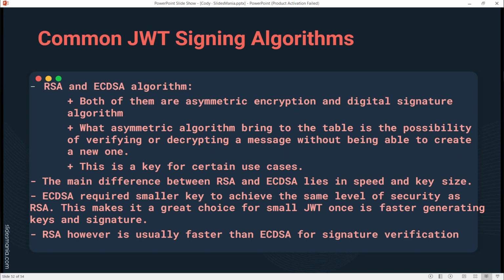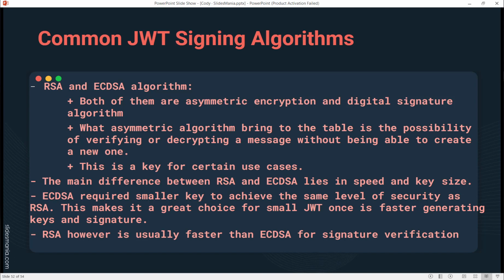So now for the RSA and ECDSA algorithms, both of them are asymmetric encryption and digital signature algorithms. What asymmetric algorithms bring to the table is the possibility of verifying and decrypting a message without being able to create a new one. So this is the case for certain use cases.